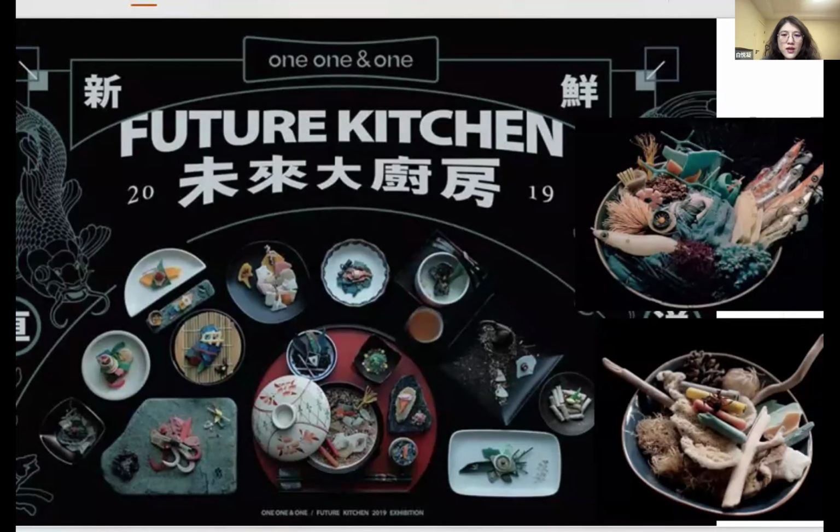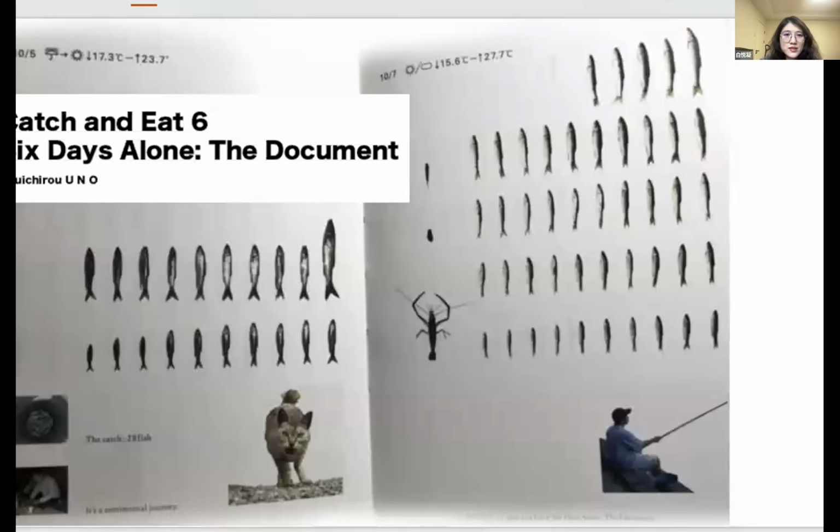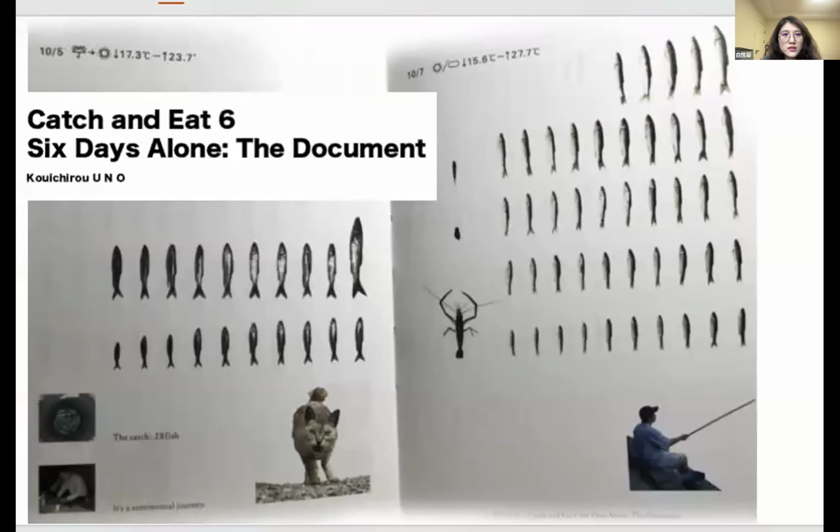And if you say they are all different, or they are all the same, can I present it in a different way? It also has a different presentation. You can see here, I just go a little bit here. Okay, you can see this project is called Catch and Eat, 6 Days Alone, the documents. Well, this is from a book.